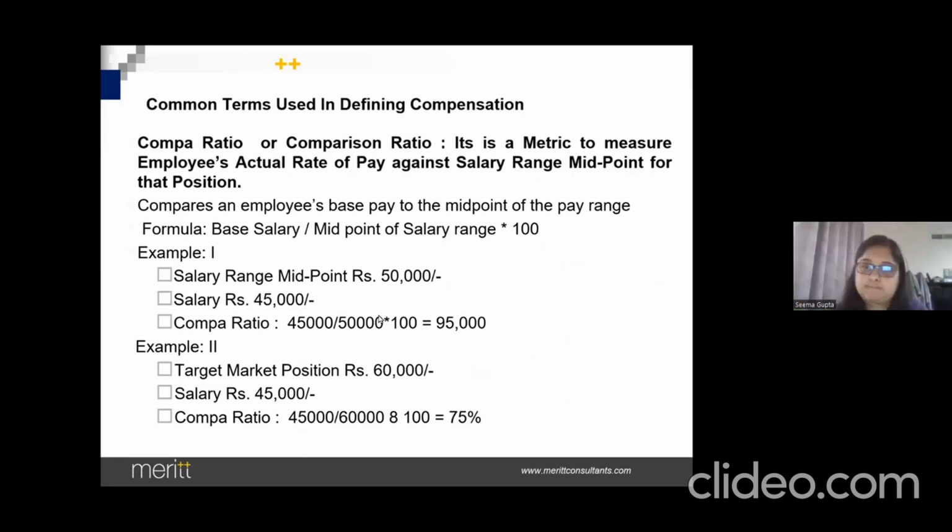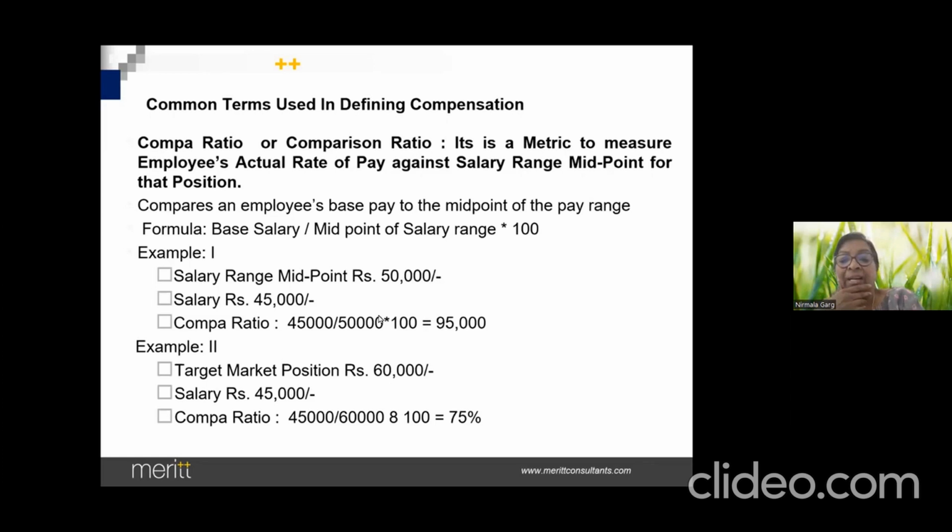Multiplied by 100. For example, the midpoint of a particular grade is 50,000, say grade 1, and the base salary of an accountant 1 is 45,000. How will you go about it? Simple: 45,000 divided by 50,000 multiplied by 100. That is 90%. There was a small error earlier, I had not calculated.